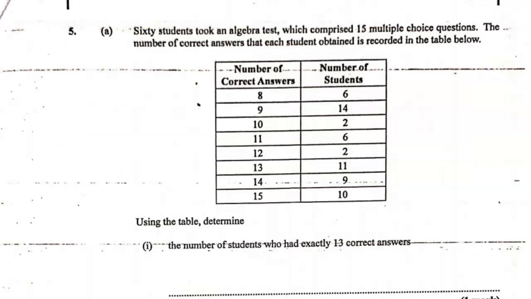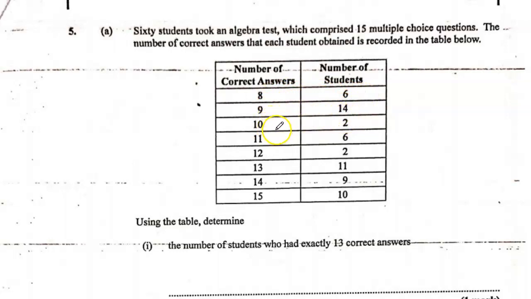So now we're at question 5. 60 students took an algebra test which comprised 15 multiple choice questions. The number of correct answers that each student obtained is recorded in the table below. So we have correct answers: 6 students get 8 correct, 14 get 9 correct, 2 get 10 correct, and so on.